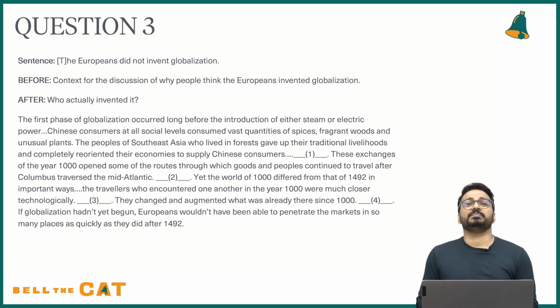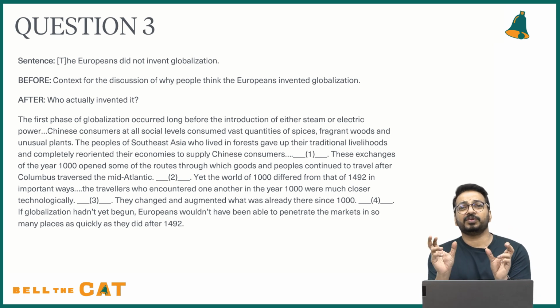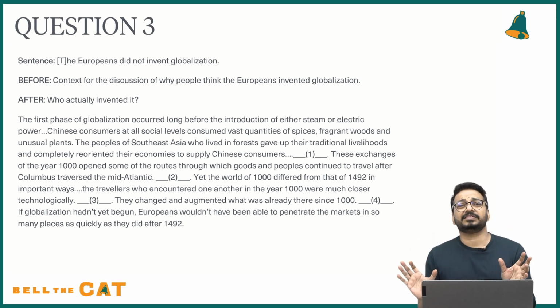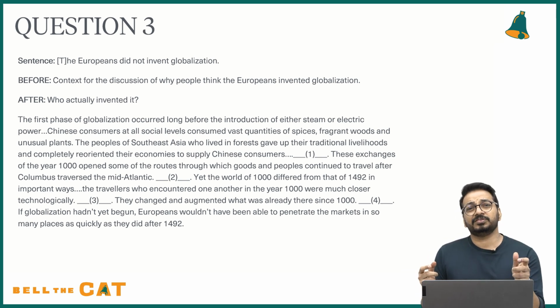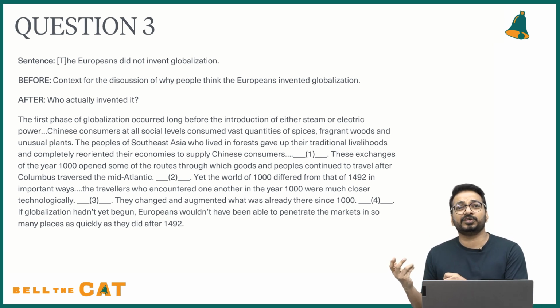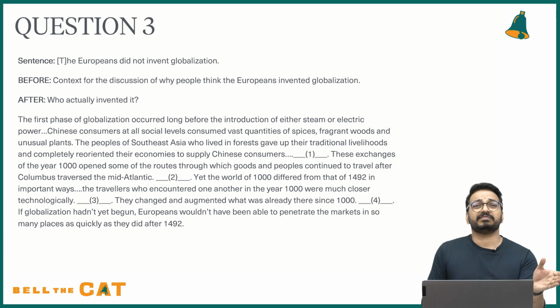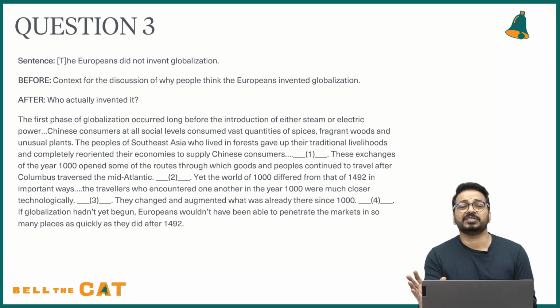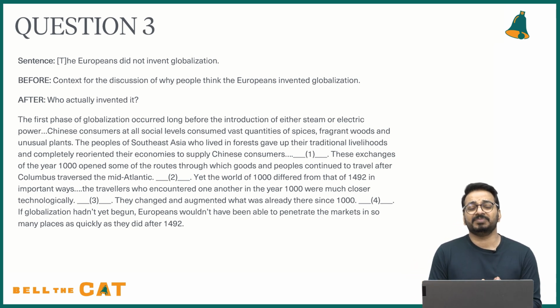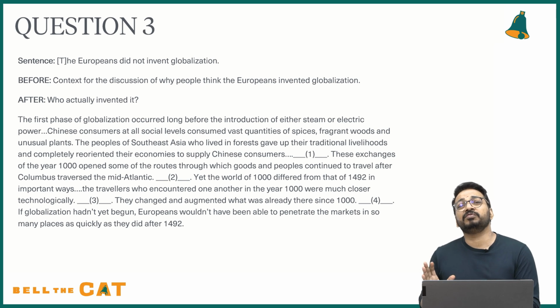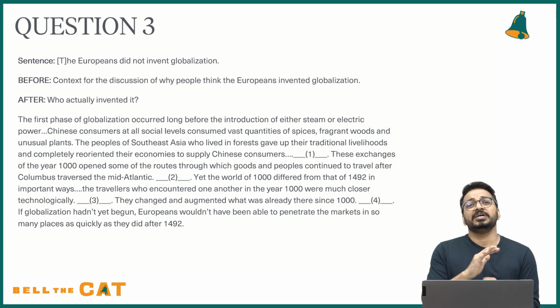Now, who are the people who changed and augmented? The world between 1000 and 1492 is very different. And the next sentence said, they changed and augmented. So are these travelers in 1000 changing things by 1492? That is not possible. Travelers of the year 1000 could not have changed things in 1492. So try to insert the missing sentence here, because they've given you a whole idea to say as to why the people other than Europeans had invented globalization.